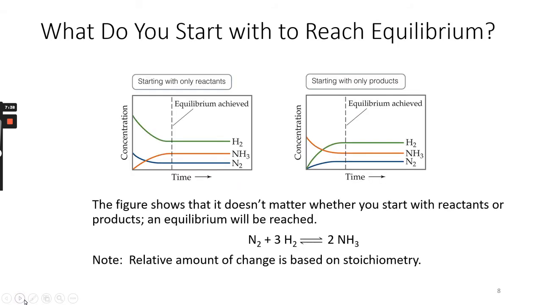So what do you start with to reach equilibrium? Does it matter what you start with to reach equilibrium? Well, let's see. In this case, we are starting with only reactants. So here are our reactants, H2, we're starting with this much, and N2, we're starting with this much. And the reaction starts to proceed. The concentration of our reactant starts to decrease as we're making our products. This is our product.